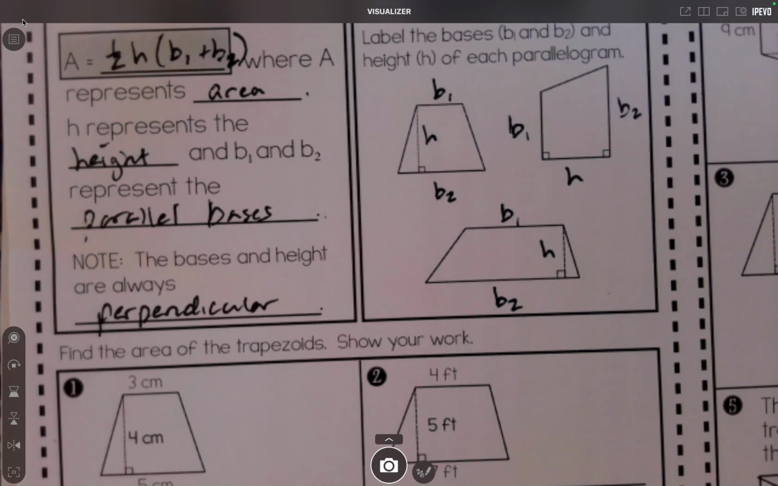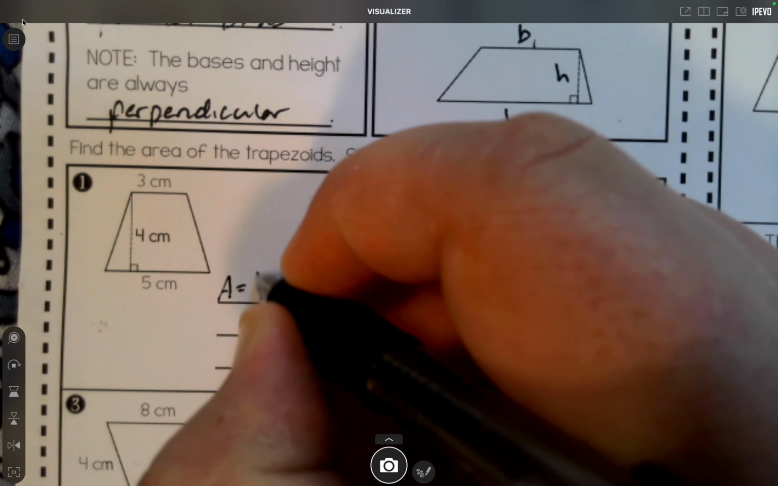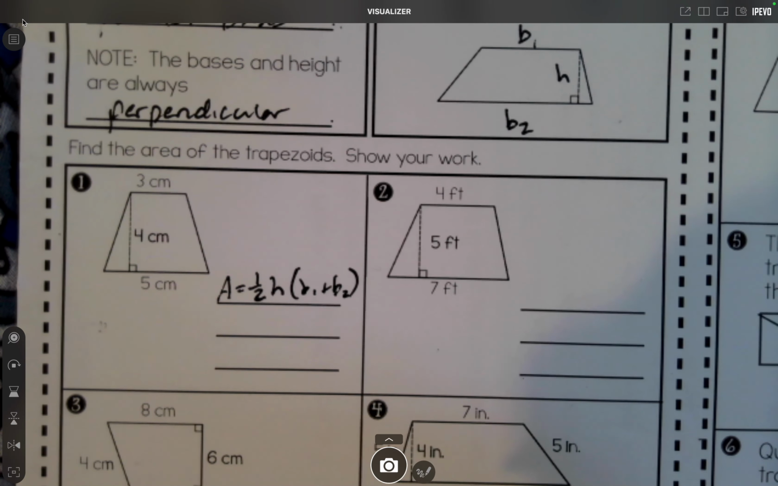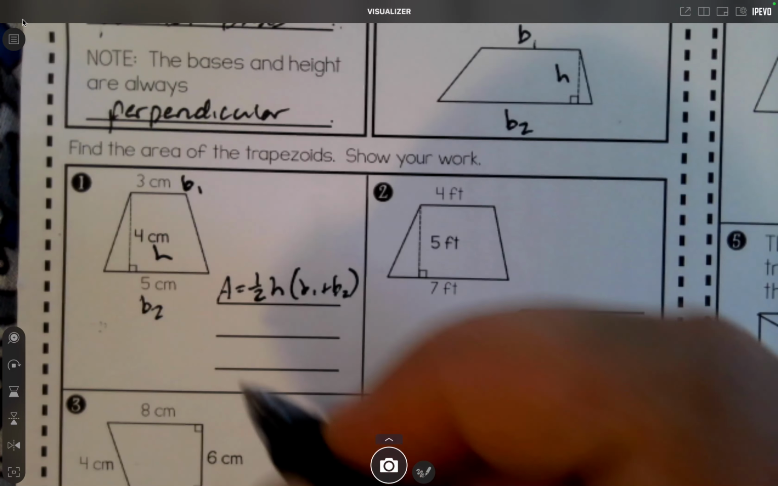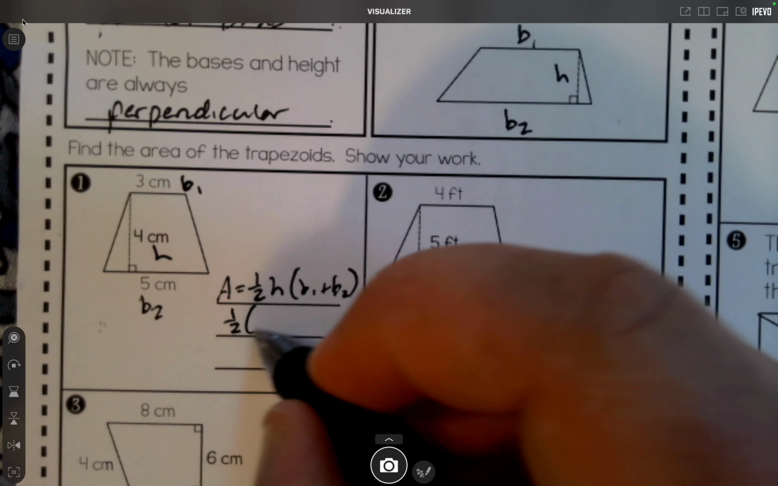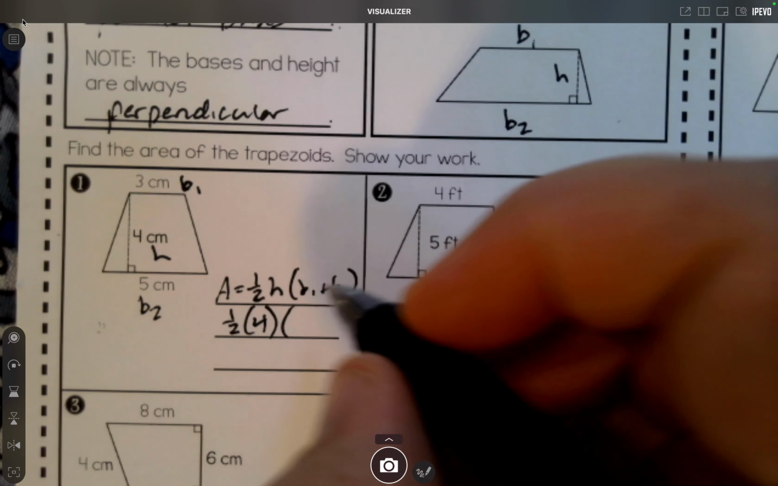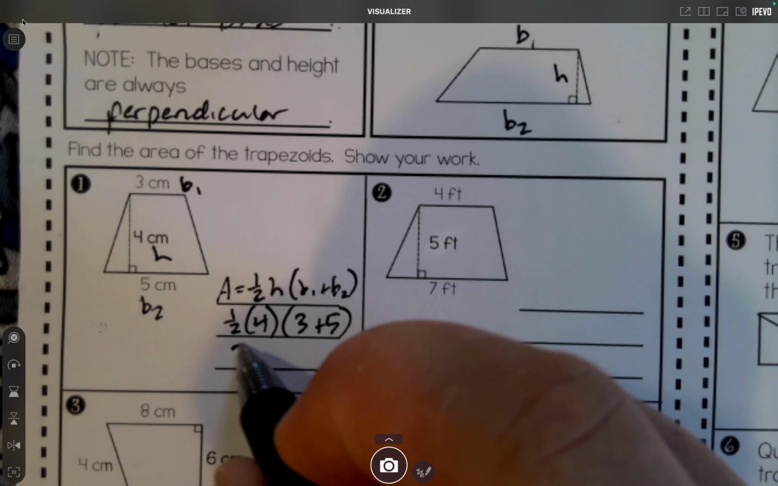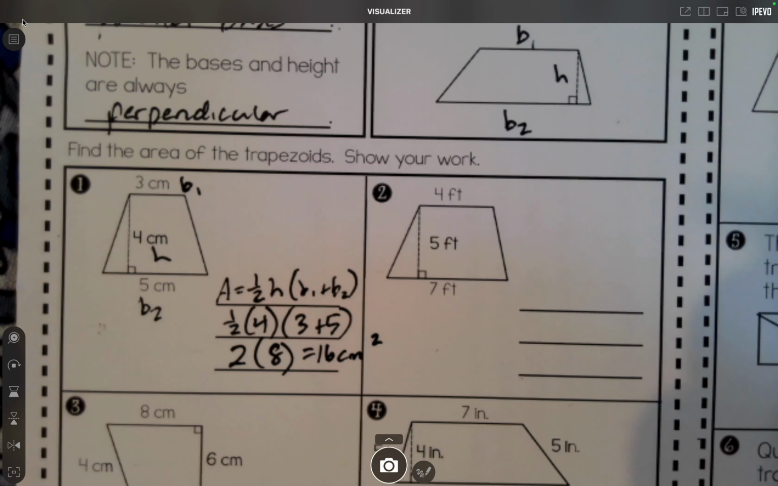So now let's use that to help us actually work some out. Find the area of the trapezoids. I'm going to start by writing the equation: 1/2 times the height, base 1 plus base 2. Up here is base 1, down here is base 2, and this is the height. So I'll do 1/2 times the height, which is 4. It doesn't matter what order you put these in. 3 plus 5, 5 plus 3, you get the same result. So half of 4 is 2. 3 plus 5 is 8. So we get 16 square centimeters.